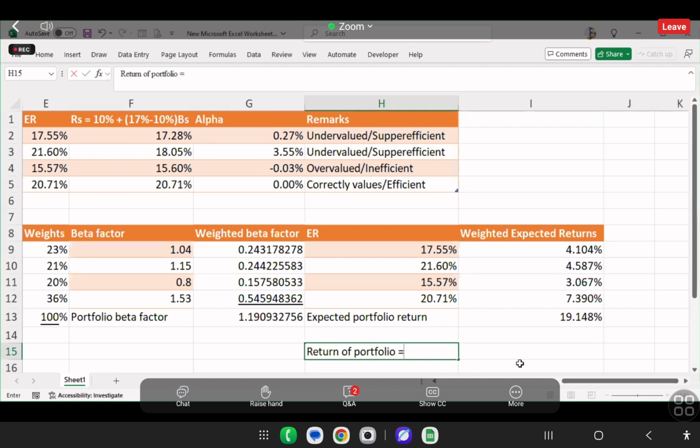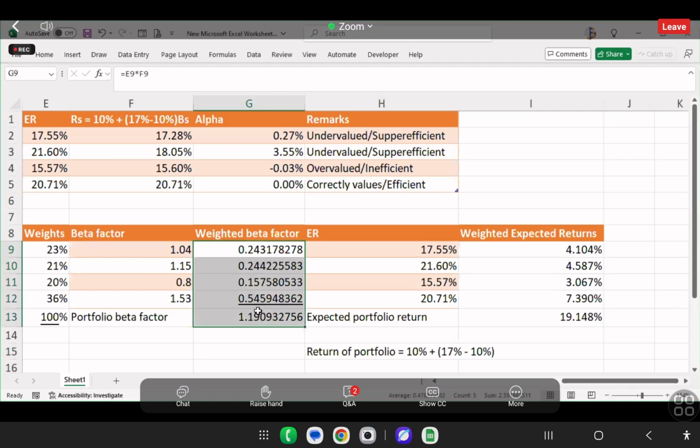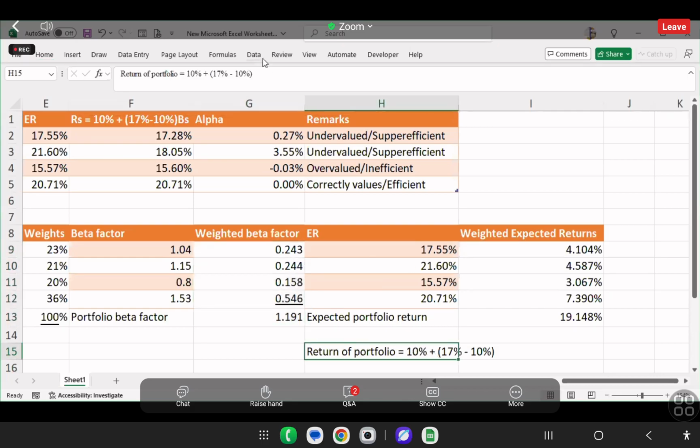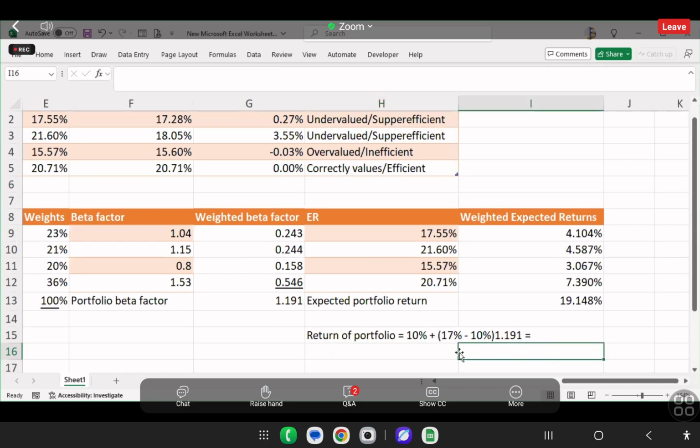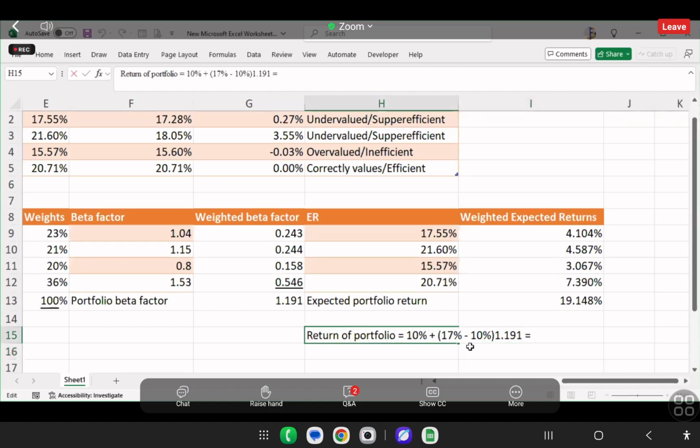Return of portfolio is equal to the risk-free rate, which was 10%, plus the expected return of the market, which is 17%, minus 10%. This one we multiply by the beta factor of the portfolio. Let me give it fewer decimal places to make it look good. We multiply by 1.191. That is the return of the portfolio. And this one will give us how much?